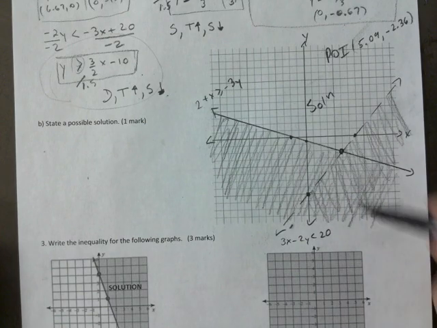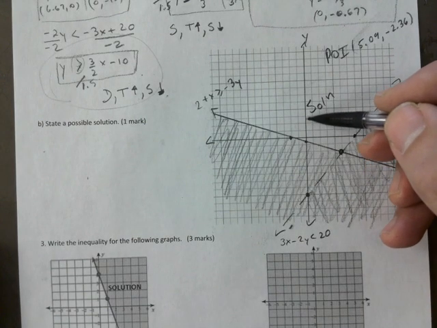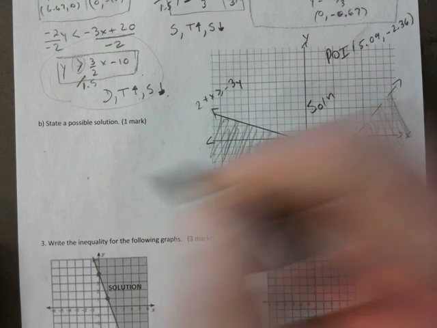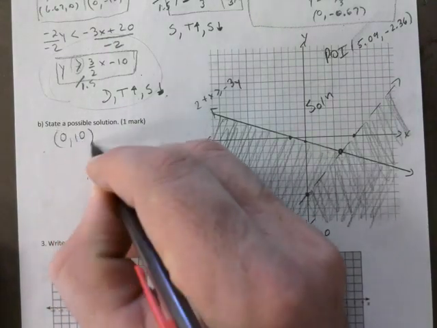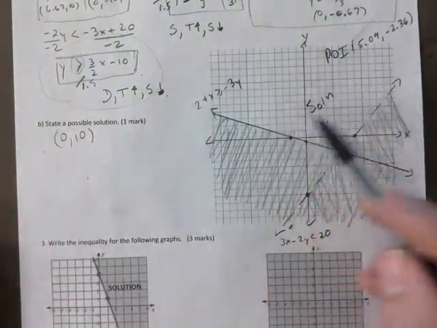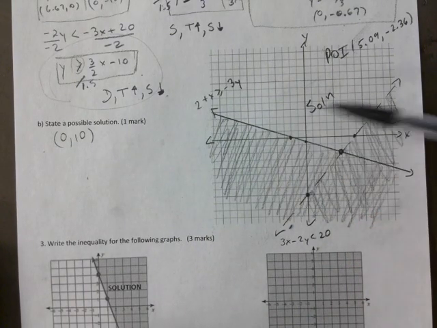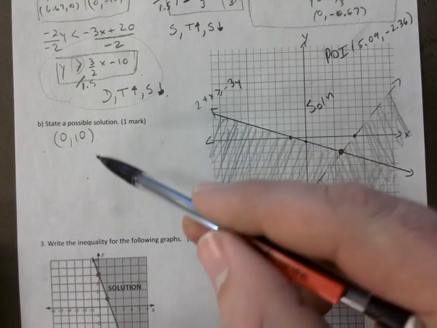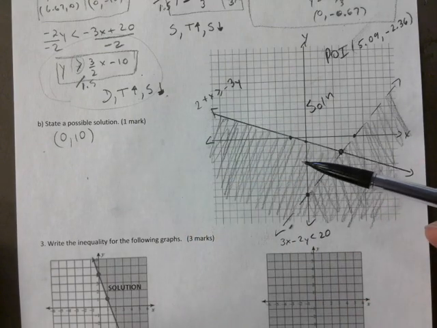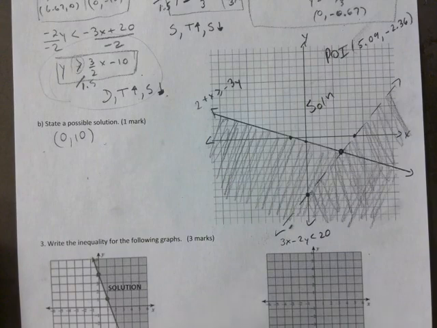State a possible solution. So I would just go right up the y-axis, right? 0, 10. That's just an example. So anything that you pick that was in here is good to go. You get a full mark for that. So if you have the wrong graph, just make sure that the point you're drawing is in the solution region. You still get the mark for it. Okay.